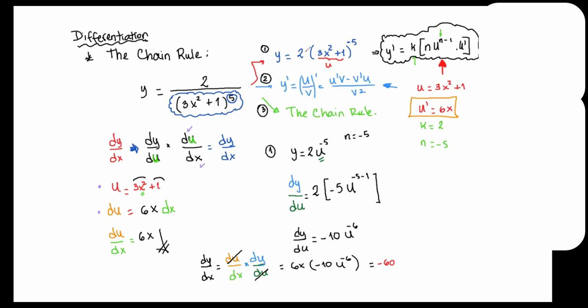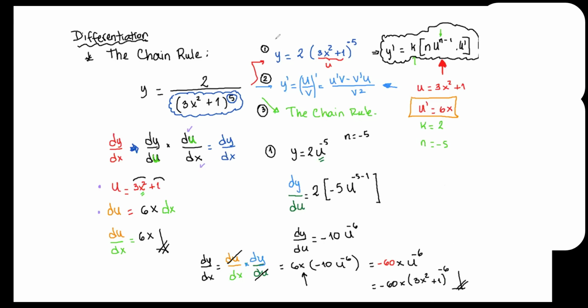X, because I cannot get rid of this x, so I repeat it there. U to the minus 6. But I was canceling the u's. My answer cannot be expressed in terms of u. But I said u was going to be equal to 3x squared plus 1. So I'm going to change it, and I'll say minus 60x times 3x squared plus 1 to the minus 6. And that is going to be my final answer. And that's how I find it in a different way.